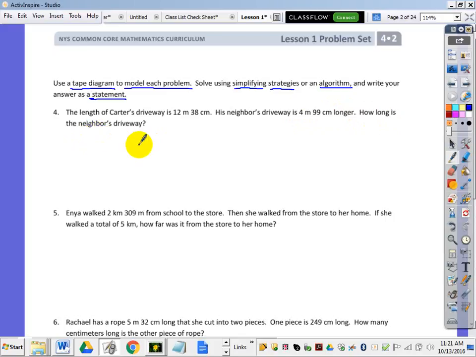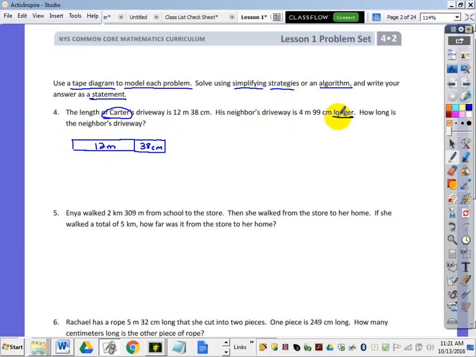To draw the tape diagram, I'm going to try to include both lengths. First, I'm going to draw a tape that says 12 meters, and attach some that says 38 centimeters. None of this is drawn to scale. It's just a representation of what I'm trying to do. Now that's Carter's driveway, right? That's his driveway.